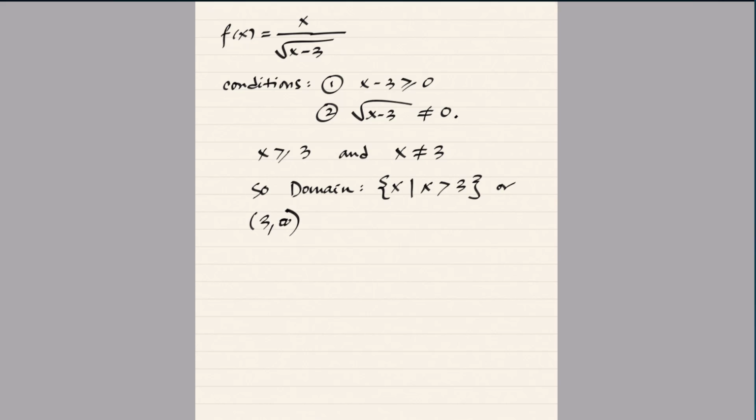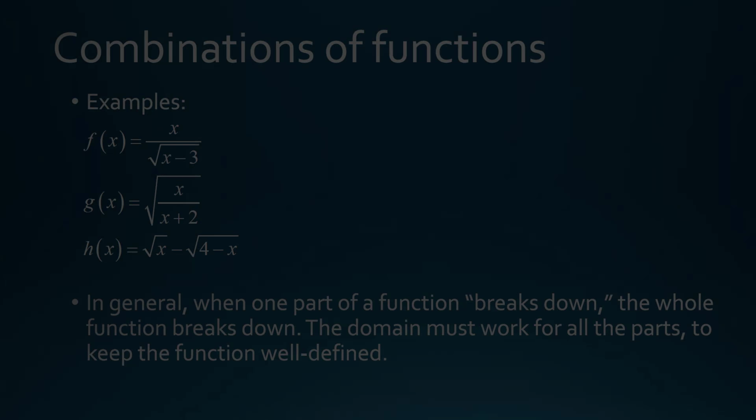So if we state it in set builder notation, we have x such that x is greater than 3. If we put it in interval notation, it's the open interval from 3 to +infinity, round parenthesis on both ends. Let's look at the next example.